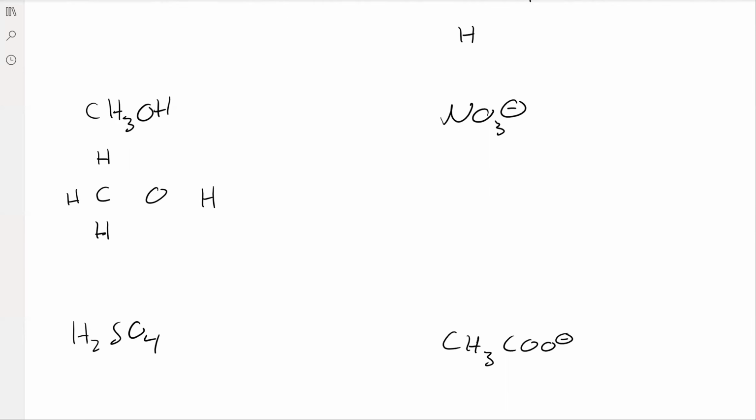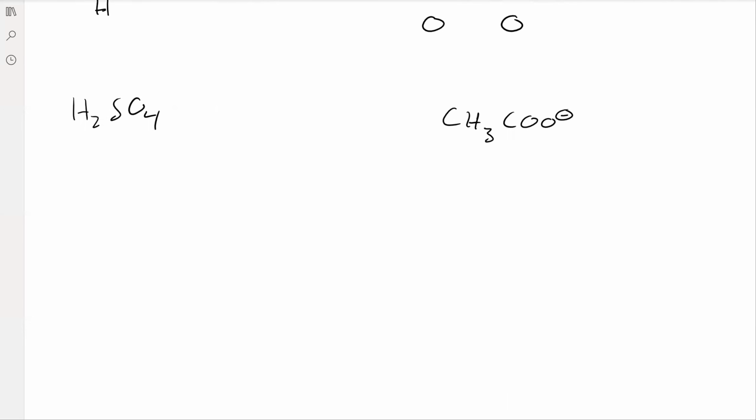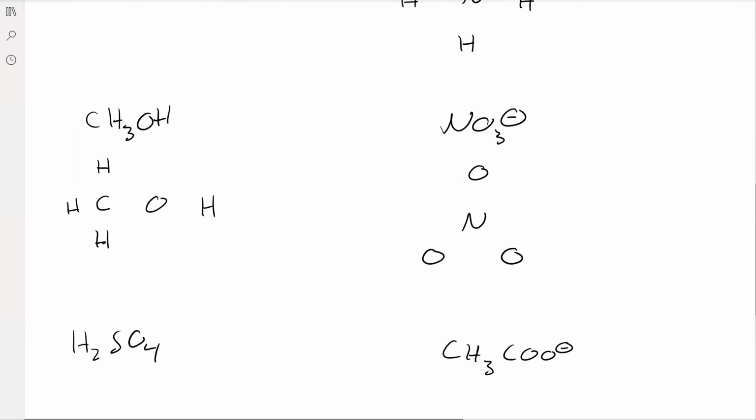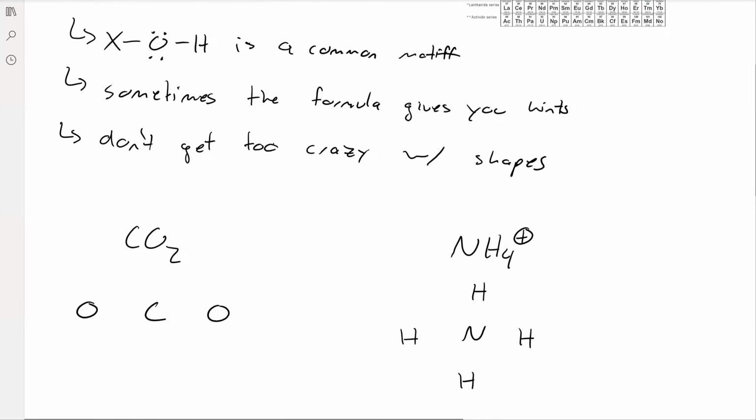Next one, nitrate. The nitrogen, less electronegative, goes in the center, and then let's just go ahead and surround it with the 3 oxygens. H2SO4, if you think about it, the oxygen is more electronegative than the sulfur, so the sulfur is what's going to go in the middle.